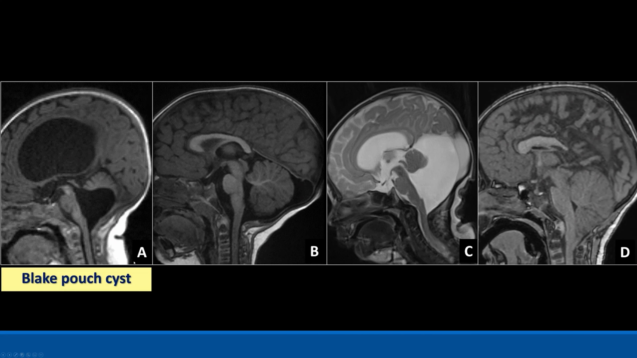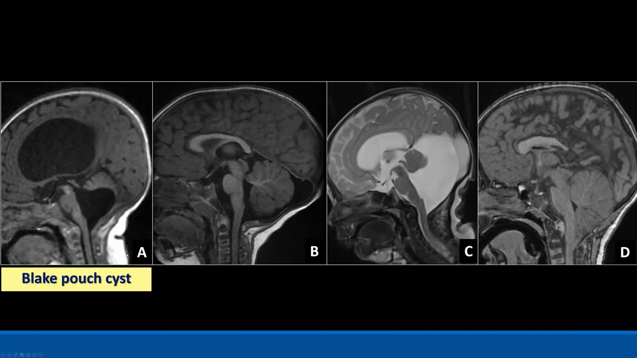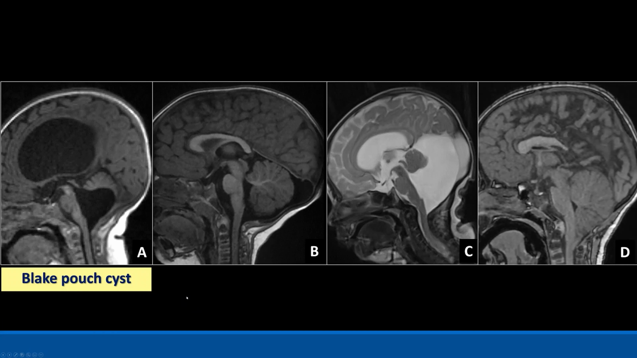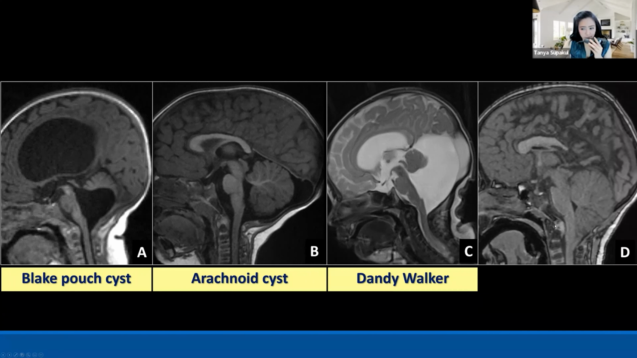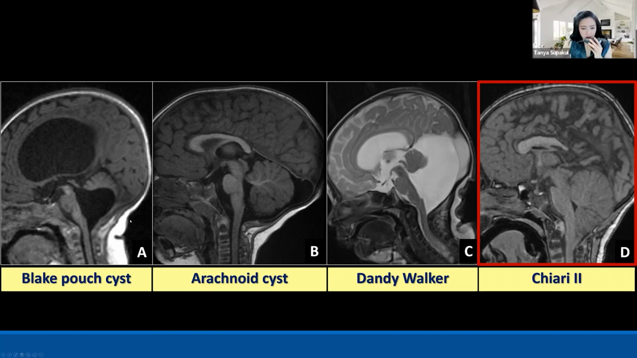Can you hear me? Yes, I can hear you. Okay. I'm switching audio. Can you hear me better now? Yes, I can hear you better. Sorry, I had a poor connection. A is Blake pouch. B is going to be your arachnoid cyst. C is Dandy Walker. D is going to be your Chiari 2, and that's the one that needs the folate. Yes, correct.